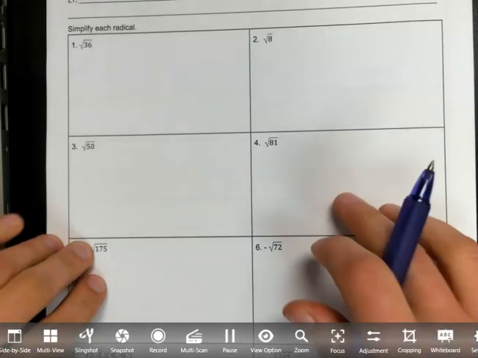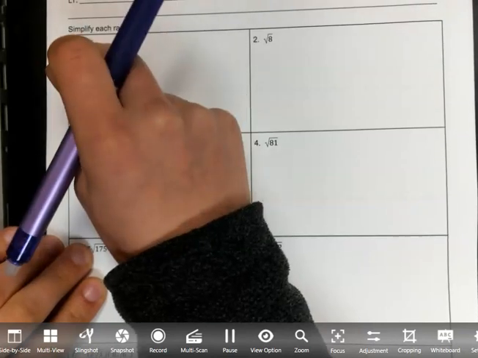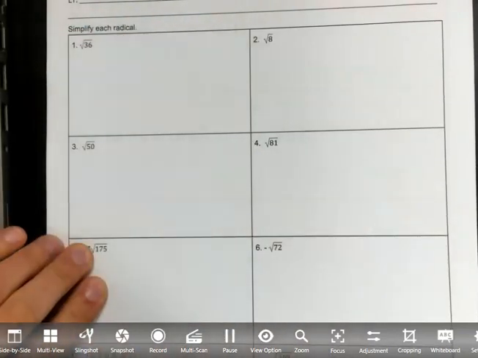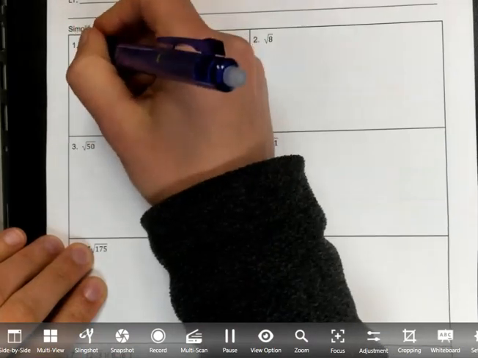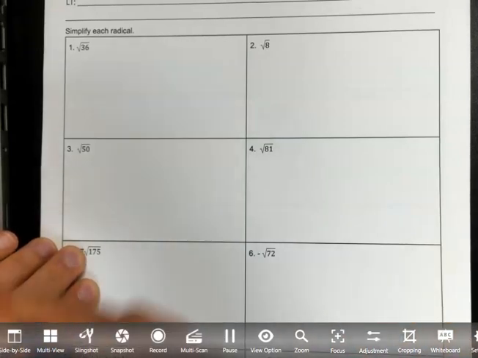Okay, simplifying radicals. To simplify radicals, the first thing we're going to do is say what times what is equal to that number. By radical, I'm talking about the square root. I'm simplifying what's under that square root. So what times what is equal to 36?